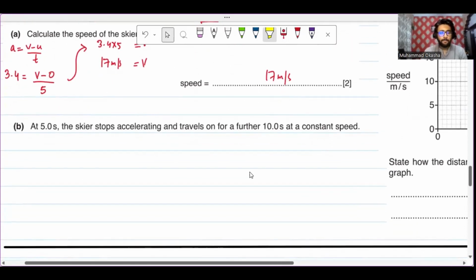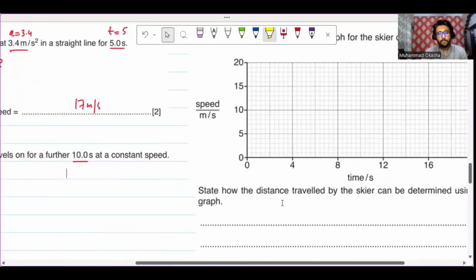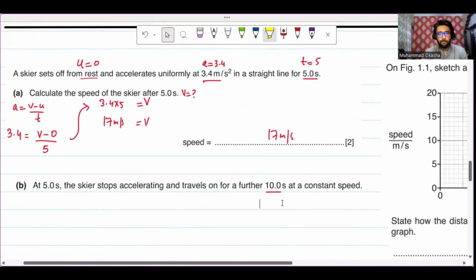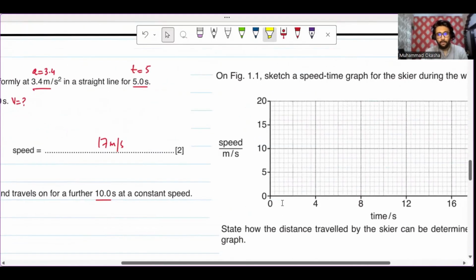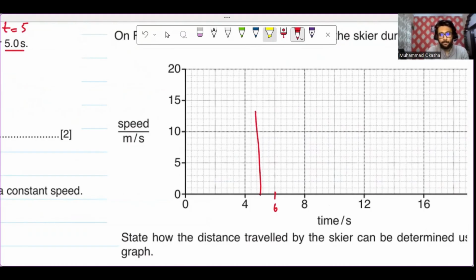Okay. At 5 seconds, the skier stops accelerating and travels a further 10 seconds at a constant speed. The question is, draw a speed time graph. So this is pretty simple. It accelerates uniformly, from time t equals 0 to t equals 5. Somewhere between 4 and 6, there should be a 5, right? And the final speed is 15, 16, 17. This should be 17, right?